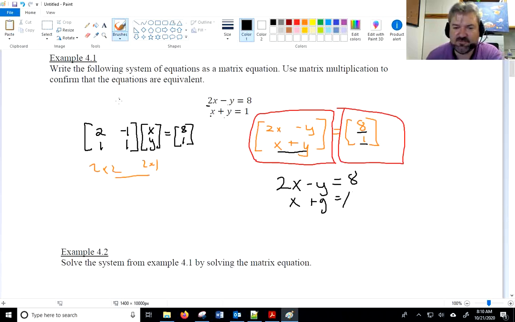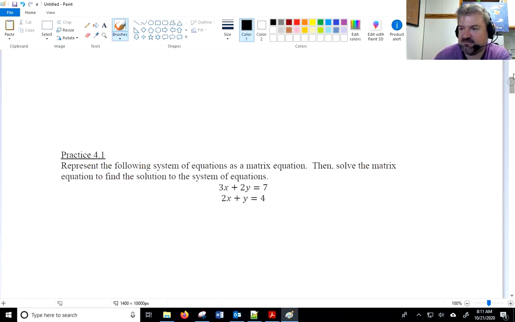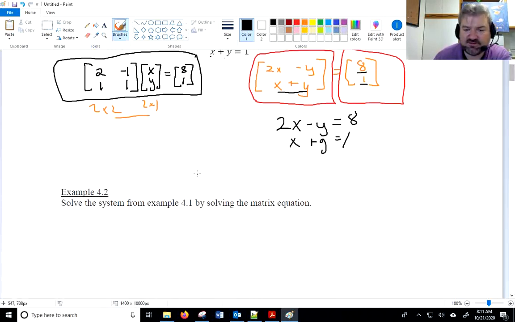You may not have understood how I created this matrix equation, but you can see that it certainly is equivalent when we do matrix multiplication and then apply the definition of equivalent matrices. Again, I took the coefficients from the system and made that one matrix. Then I made the variables x, y, and they have to be in that order, x, then y, and then equals [8, 1]. You have to make sure your variables are set up like that, x, then y.